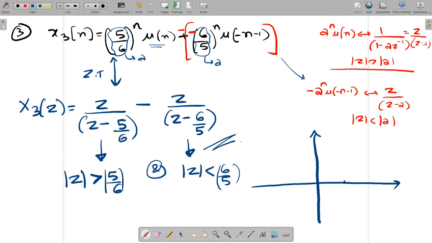How do you plot the ROC? First you must plot the unit circle. Okay, where is the first pole? First pole is at z is equal to 5 by 6. So 5 by 6, is it more than 1 or less than 1? This is 1, right? It is less than 1, somewhere over here. 5 by 6, my first pole. Where is the next pole? It is at 6 by 5. 6 by 5 is more than 1. So 6 by 5 is over here.